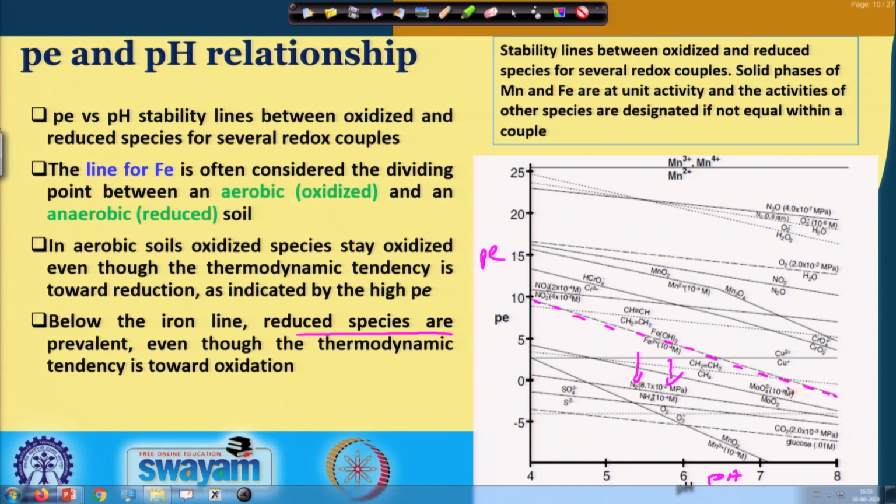So, you can see this is basically a kind of borderline above which the oxidized species try to stay in an oxidized form, and the species below this line try to stay in the reduced form. This is showing the stability lines between the oxidized and reduced species for several redox couples. Solid phases of manganese and iron are at unit activity, and the activities of other species are designated if not equal within a couple. You can see different redox couples for manganese, nitrogen, chromium, iron, and sulfur, depending on different conditions. So, these basically show their stability.